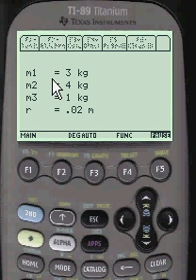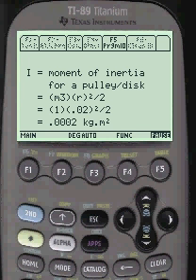I always show you what you've entered. You can change it if you want. This all looks good to me. Press OK. Moment of inertia is with this formula here: 1/2 the mass of the pulley times r squared.